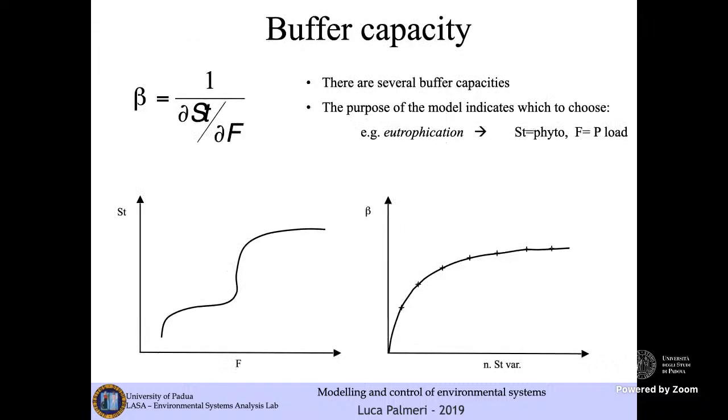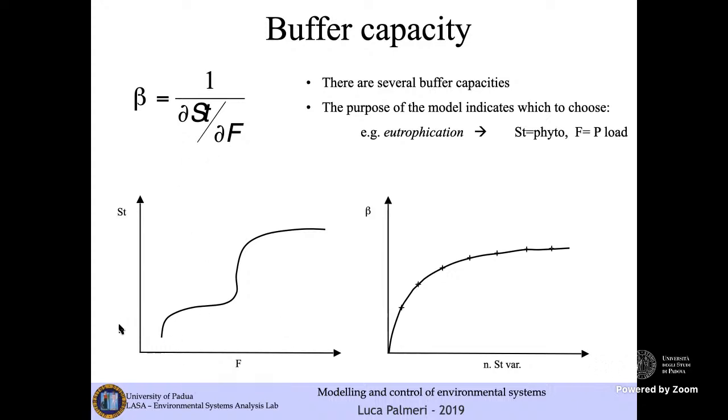There are other ways of measuring the complexity of a model. The other very significant one is that of employing the buffer capacity. Buffer capacity, as we will see, is the reverse of the ratio between a variation of a state function, as a consequence, for example, of a variation of a forcing function.